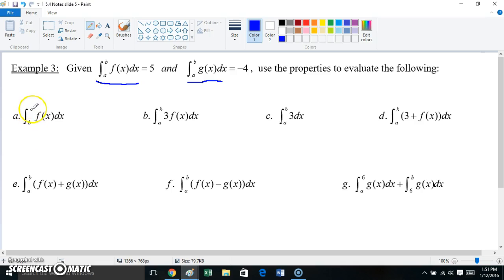So the integral from b to a of f of x dx is the same as the negative integral from a to b of f of x dx. So our answer is negative 5. 3 times the integral of f of x dx from a to b is equivalent to the integral from a to b of 3 times f of x. So we're pulling that coefficient out in front. That's 3 times a positive 5, or 15.